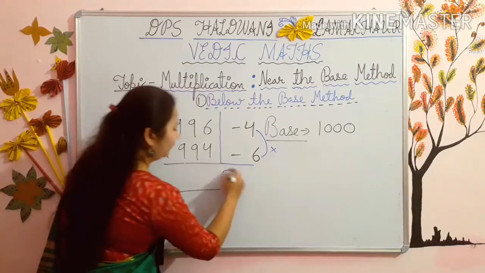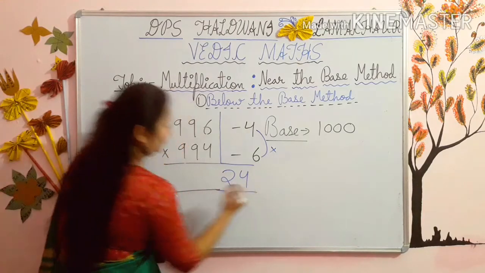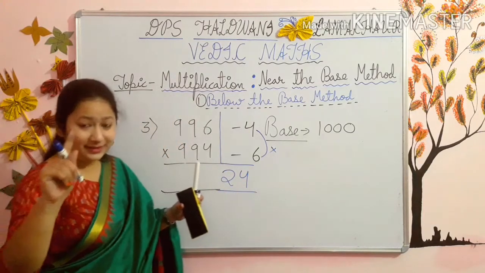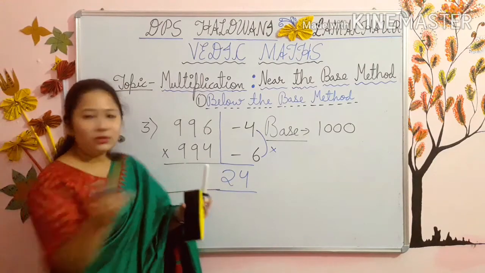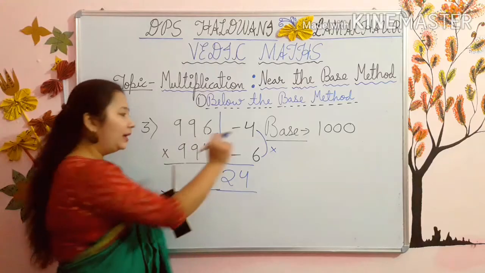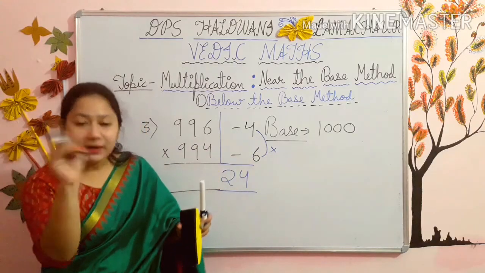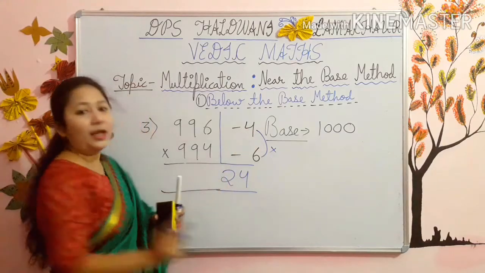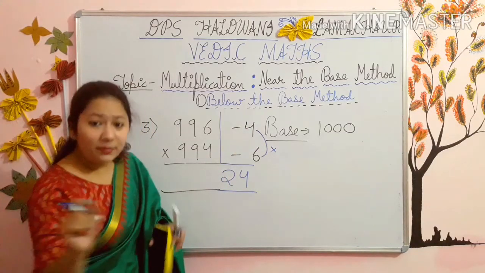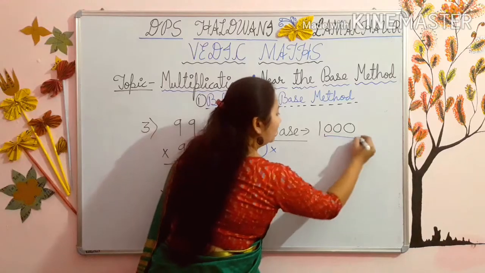6 4s are 24. Now one more thing, students. In our previous question you were getting 21, so you wrote 21. But here you are getting 24, but you will not write 24. See students, whenever you multiply these both, it should have the same number of digits, the same number of zeros.